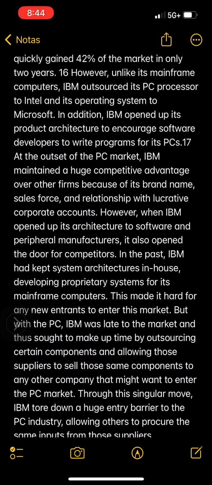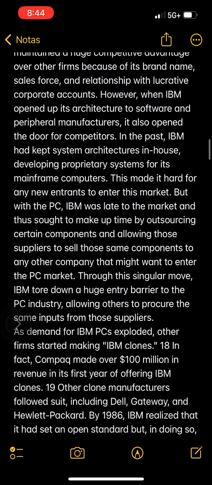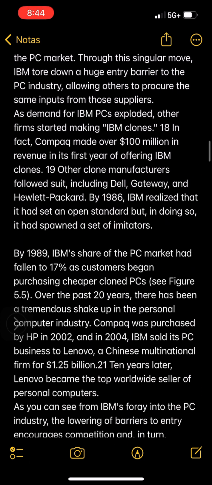However, when IBM opened up its architecture to software and peripheral manufacturers, it also opened the door for competitors. In the past, IBM had kept system architectures in-house, developing proprietary systems for its mainframe computers. This made it hard for any new entrants to enter this market. But with the PC, IBM was late to the market and thus sought to make up time by outsourcing certain components and allowing those suppliers to sell those same components to any other company that might want to enter the PC market. Through this singular move, IBM tore down a huge entry barrier to the PC industry, allowing others to procure the same inputs from those suppliers.